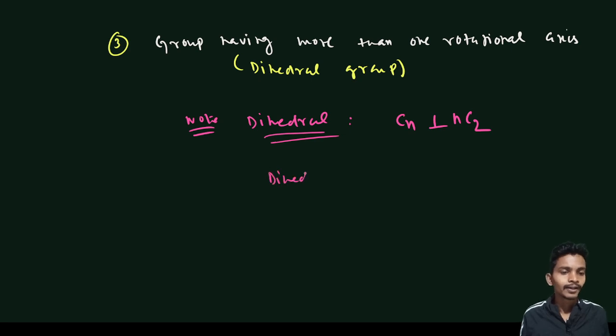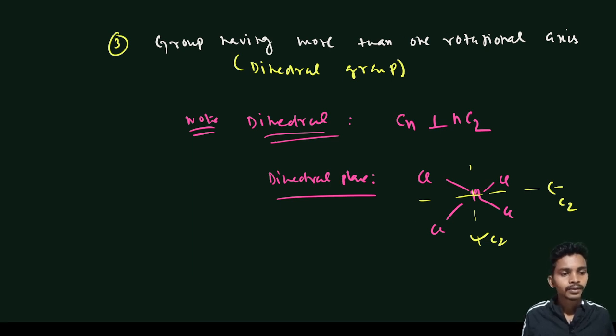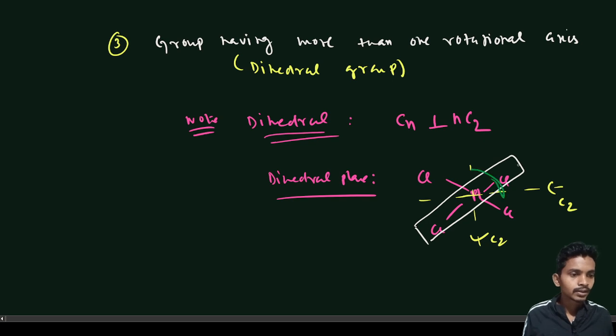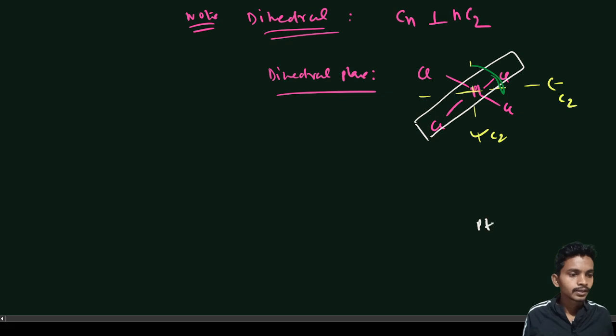And we also know the dihedral plane. If I say this is a C2 axis and this is a C2 axis, then the plane which cuts in between these two axes is called a dihedral plane.